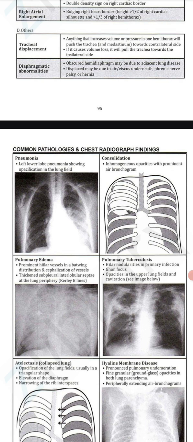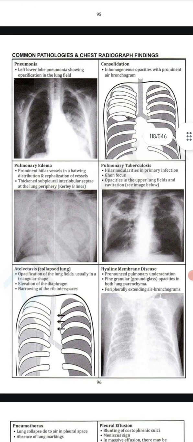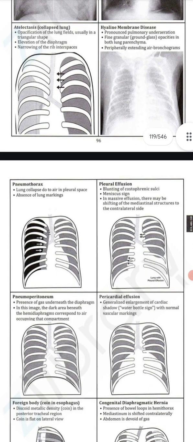Pulmonary tuberculosis. Hilar nodularities in the primary infection. Ghon focus. Opacities in the upper lung fields and cavitation. Atelectasis, collapsed lung, opacification of the lung fields usually in a triangular shape, elevation of the diaphragm, narrowing of the rib interspaces. Hyaline membrane disease, pronounced pulmonary underaeration, fine granular ground glass opacities in both lung parenchyma, peripherally extending air bronchogram. Pneumothorax, lung collapse due to air in the pleural space, absence of lung markings.